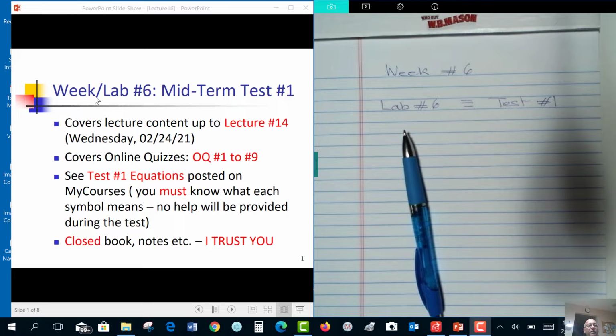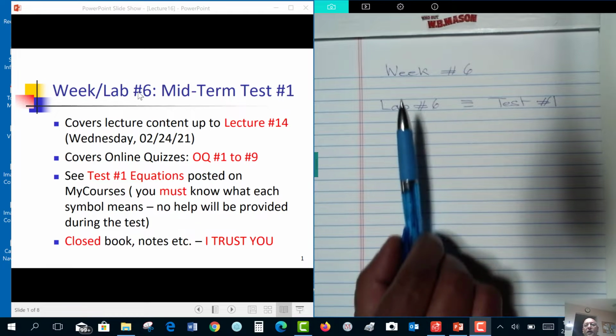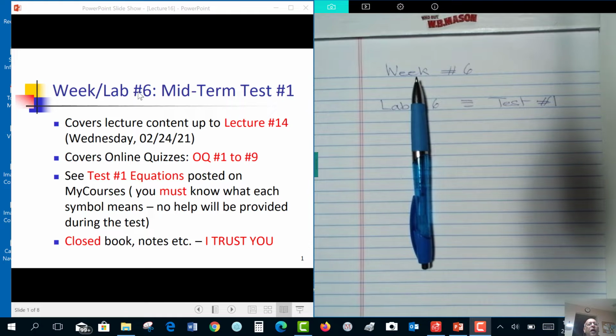We are in week number 6, and this Friday would have been lab number 6. Instead of lab number 6, we are going to have midterm test number 1. It is going to cover lecture content up to this past Wednesday, which was lecture 14, Wednesday, February 24th. It'll cover online quizzes 1 through 9.